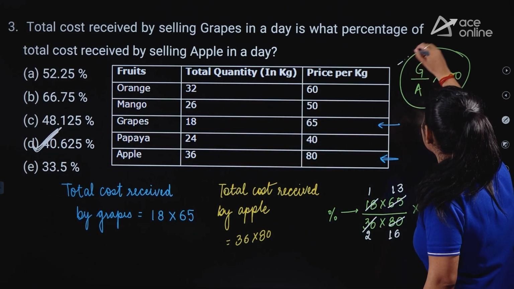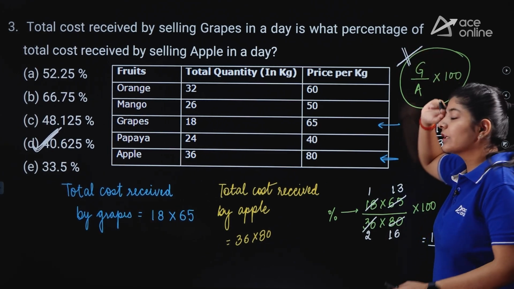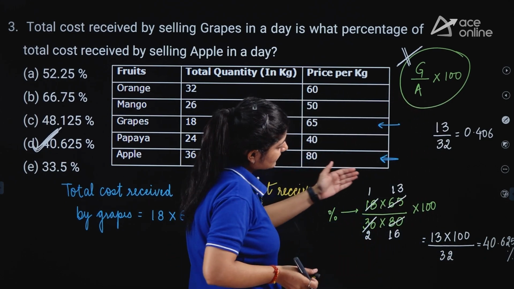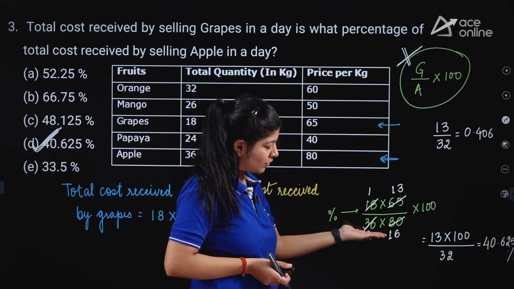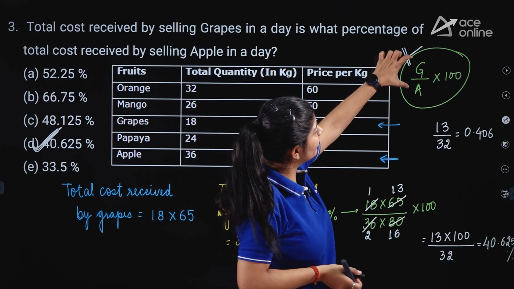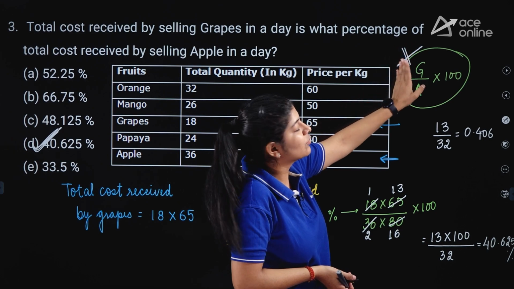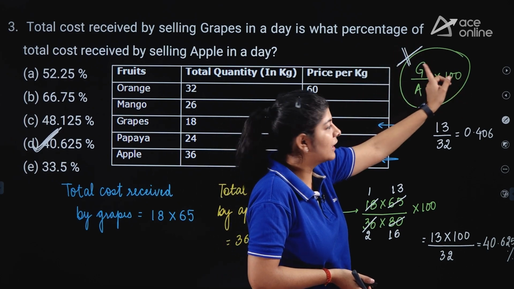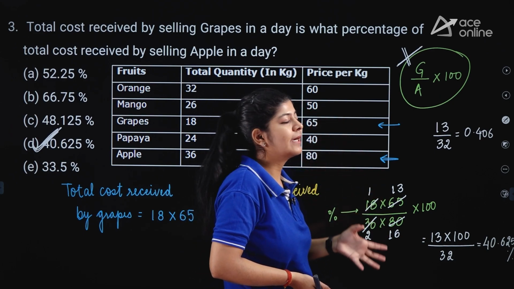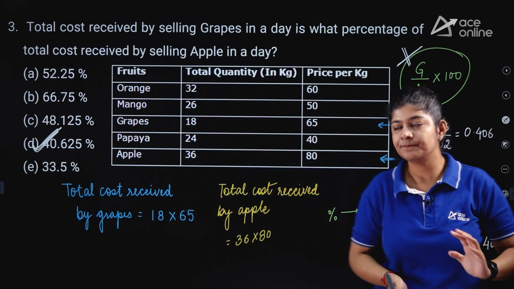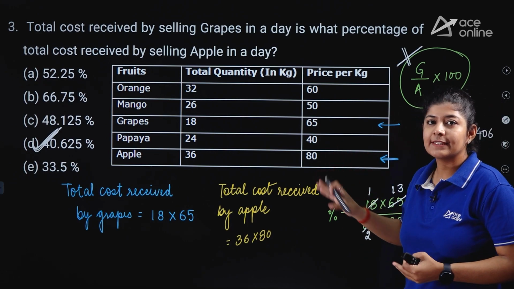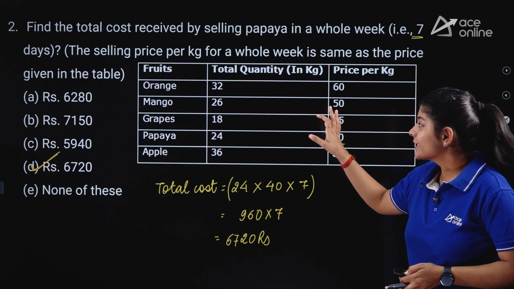The only thing that we have to do is this: after calculating the total cost of grapes and apples, we simply put the values of total cost and multiply by 100. And why are we multiplying it? Because here we have a fraction, and whenever we have to convert a fraction into a percentage, we have to multiply it by 100. We have to multiply it by 100 only. Is it clear? Okay.